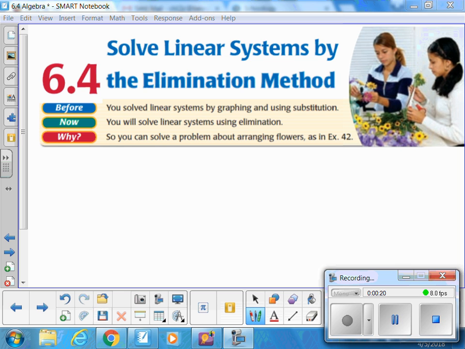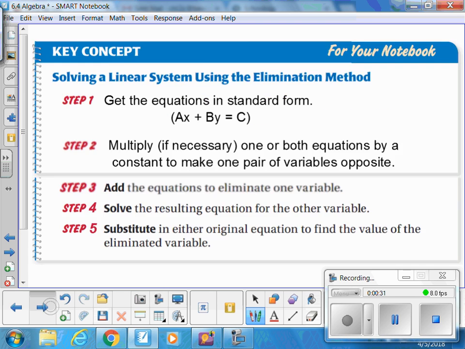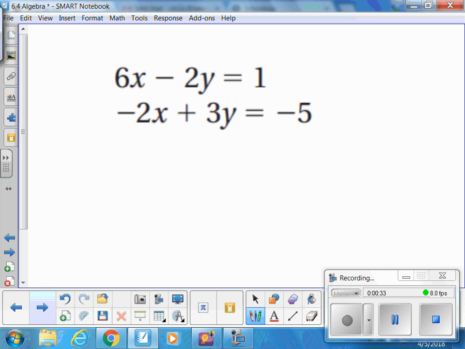It's my favorite, actually. So we're still going to be adding straight down. Don't write this down. You wrote it down yesterday. We're still going to be adding straight down with the goal being get one variable to eliminate. So go ahead and jot down this system of equations and we'll talk strategy.